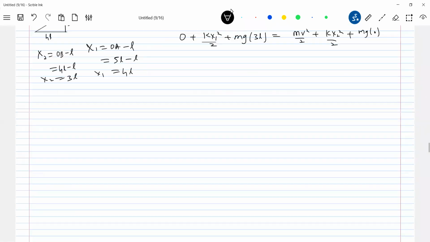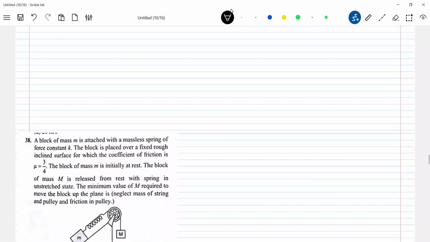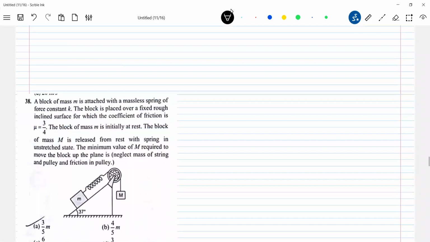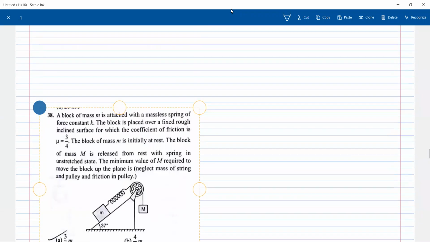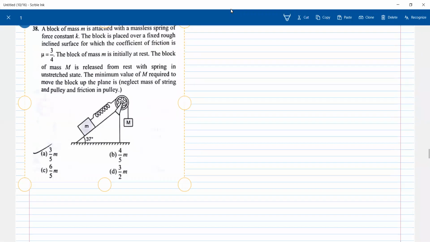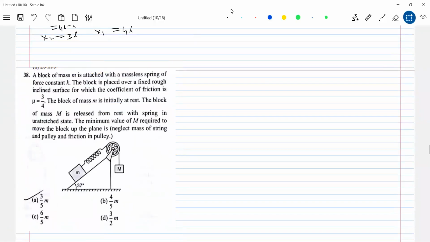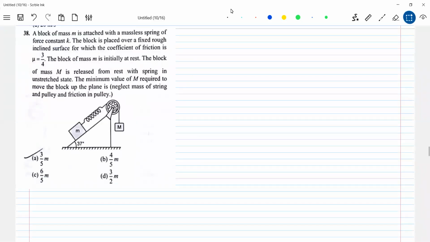Fine. So let's take one question. We'll do it with friction. Okay, read the question. A block of mass m is attached with a massless spring of force constant K. This is the spring constant, and this is a rough inclined plane. The block of mass m is released from rest with the spring in unstretched state. The minimum value of M required to move the block on the plane is.